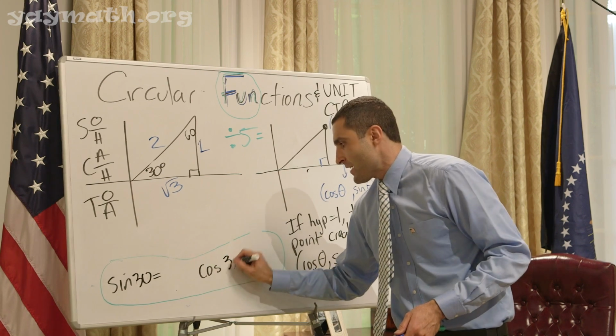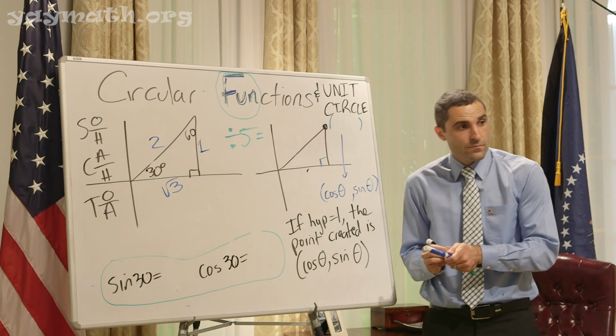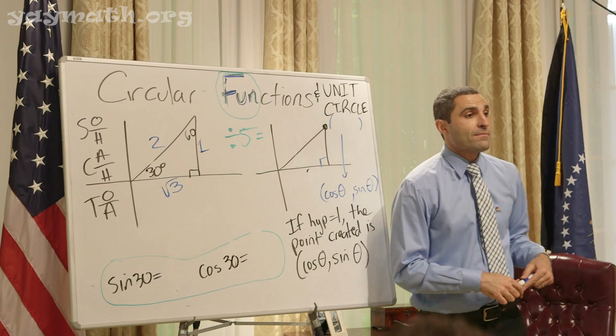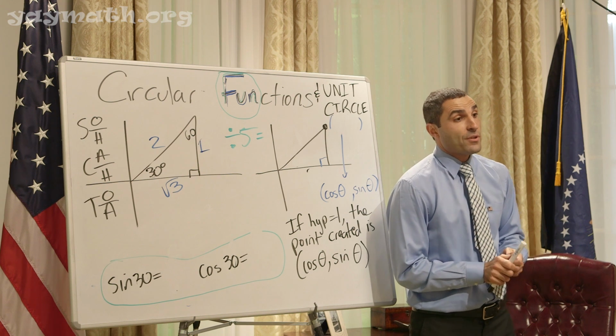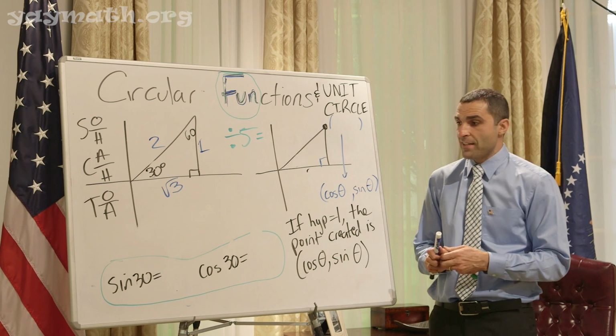Wait, what if we put the triangle in the second quadrant? We can do that. Would that mess things up? It would create negatives. Yeah, we'll create negatives. Okay. Let's do that.